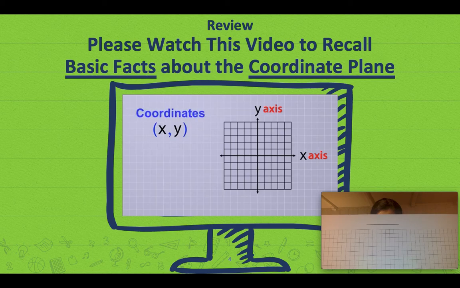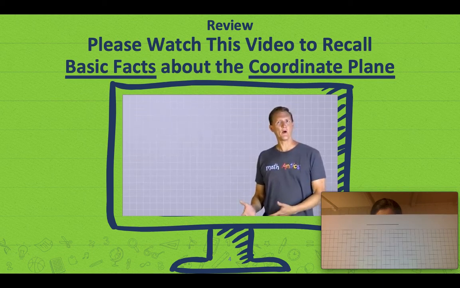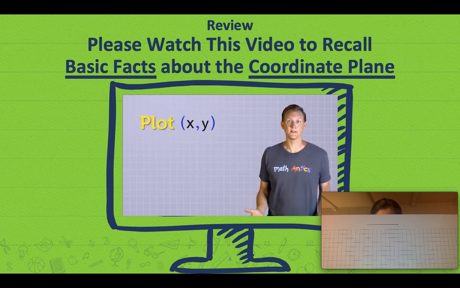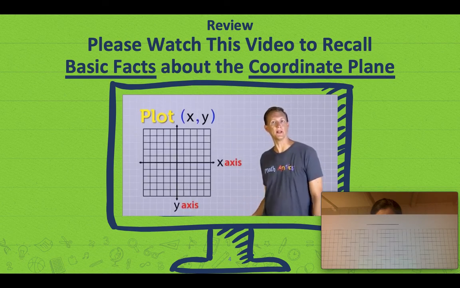In fact, coordinates are often called ordered pairs because they're a pair of numbers that are always listed in the same order. X value first, y value second. So if you have the coordinates (3, 5), that means x equals 3 and y equals 5. Pretty easy, right? But now, how do we actually plot these coordinates, or ordered pairs, on the coordinate plane?